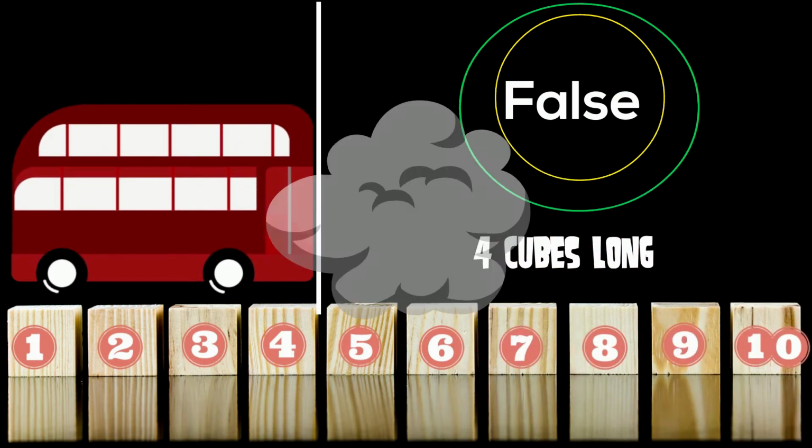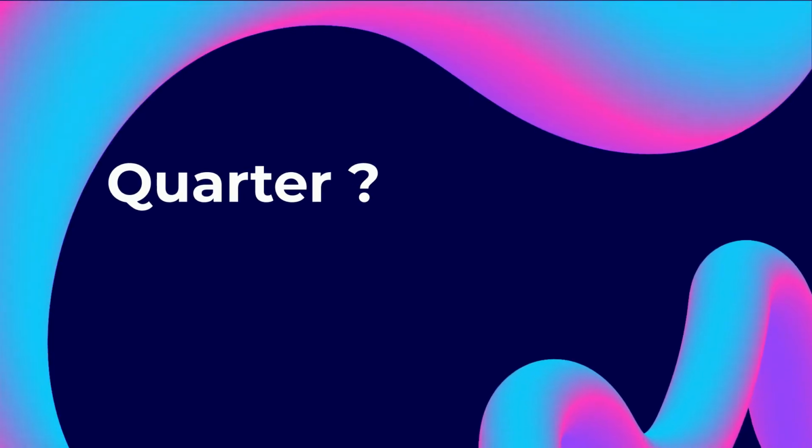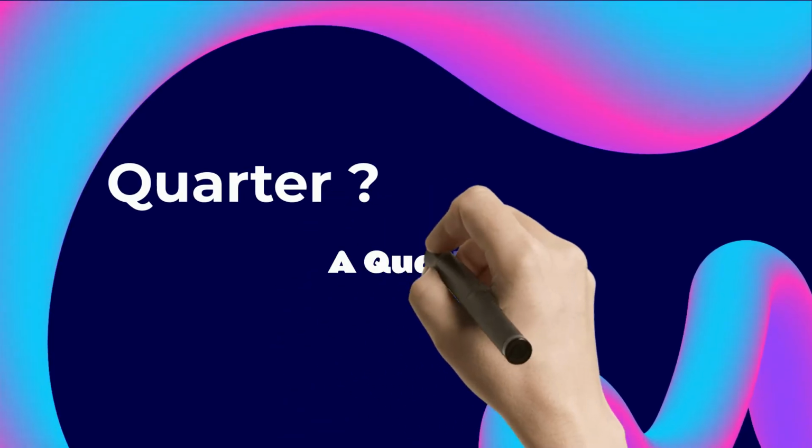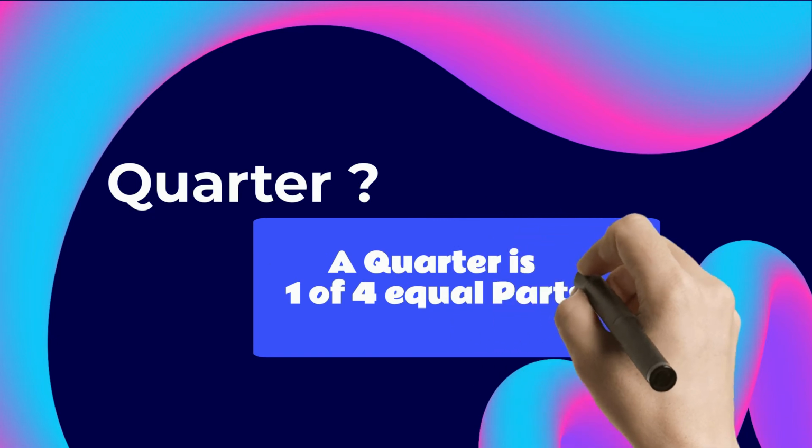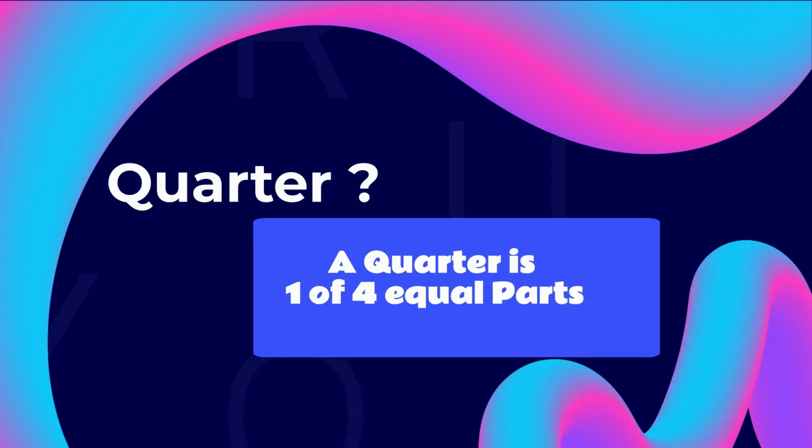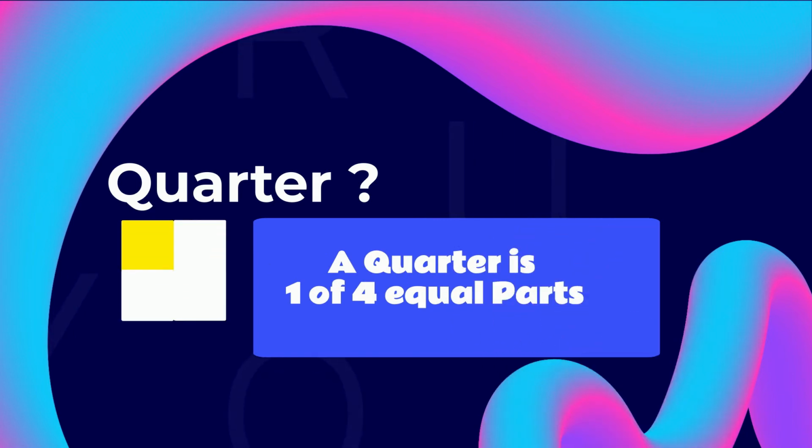Do you have any ideas what a quarter is? A quarter is one of 4 equal parts. We have a square here, 4 equal parts, and one part is shaded. So this is 1 quarter.